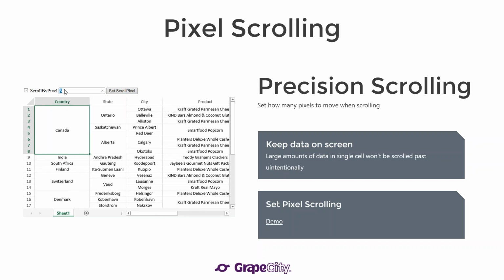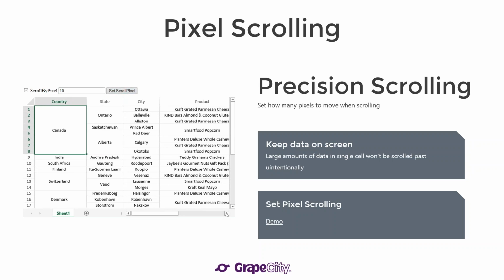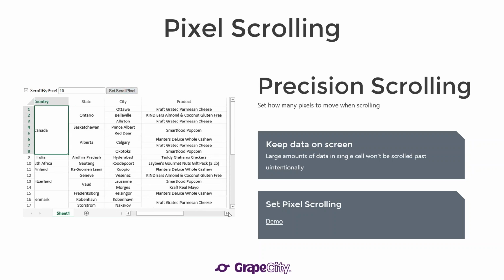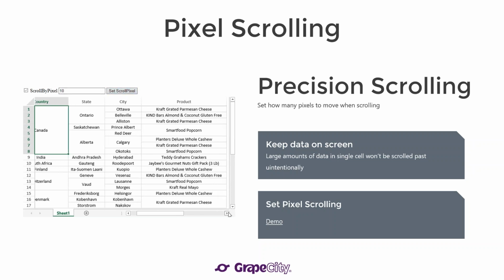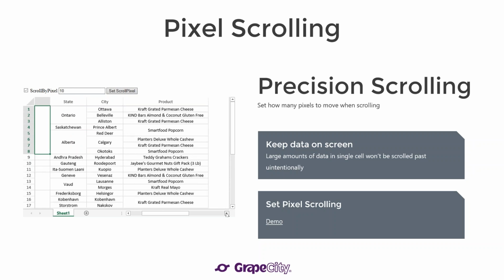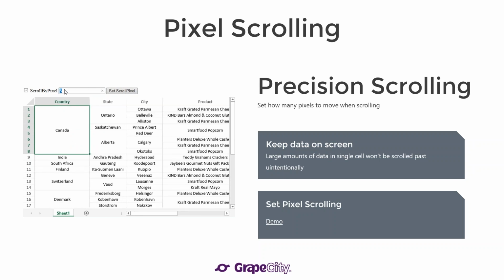Without pixel scrolling, the entire row or column would be scrolled over in one tick of the scroll wheel, which can be especially frustrating for reports and dashboards. I will now show you our demo that sets the pixel scrolling so you can see how this works.